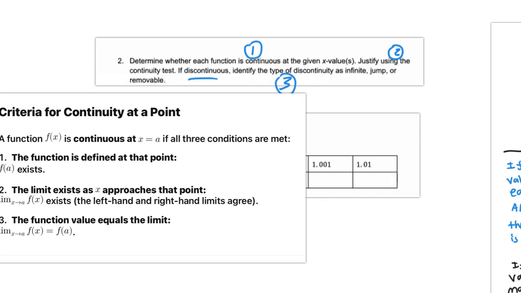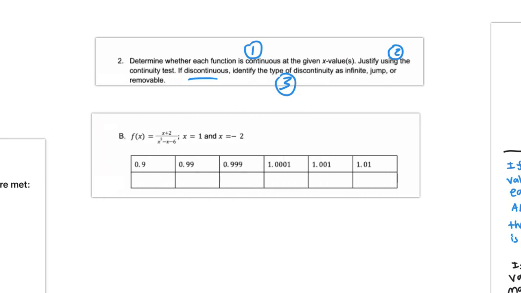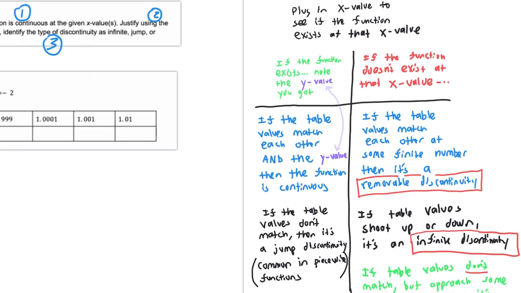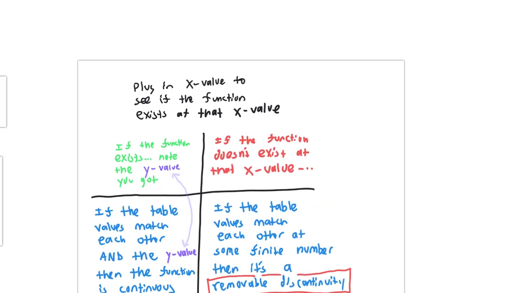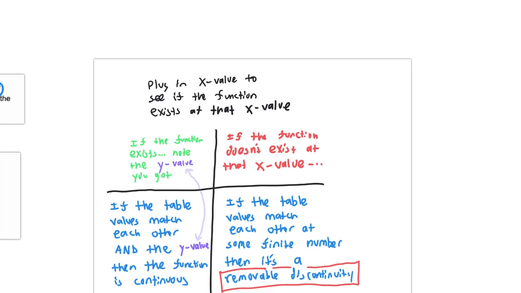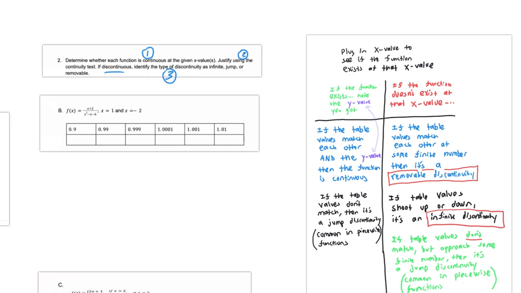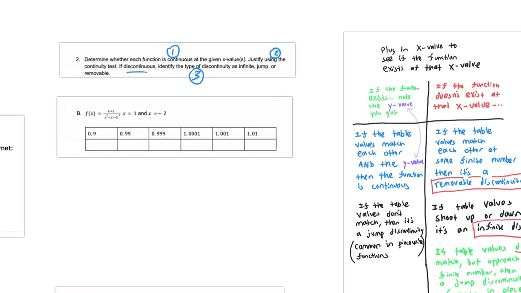Now, that could sound kind of heavy and weird, but the good news is I did break it down into something somewhat resembling a step-by-step process where really, for these problems, you're just going to plug in the x value to see if the function exists at that value. And then I broke it up into two columns. If the function exists, that is this column. And if the function doesn't exist, that's this column. Now we're just going to use this as a tool to work through these problems.